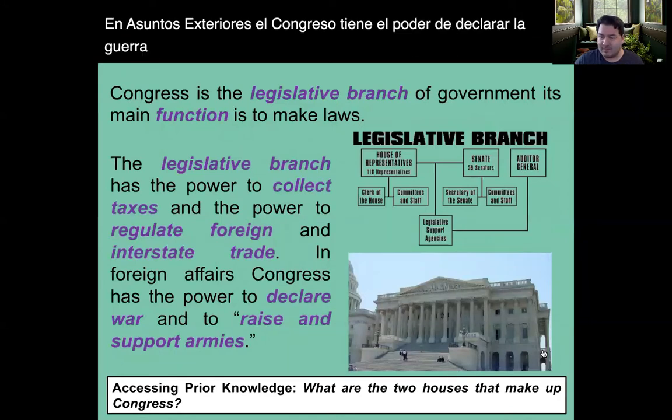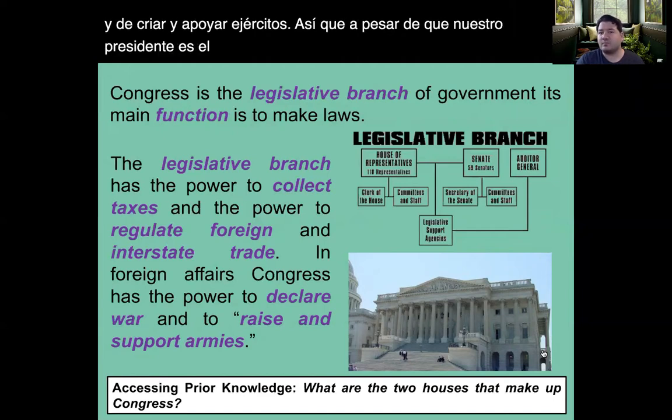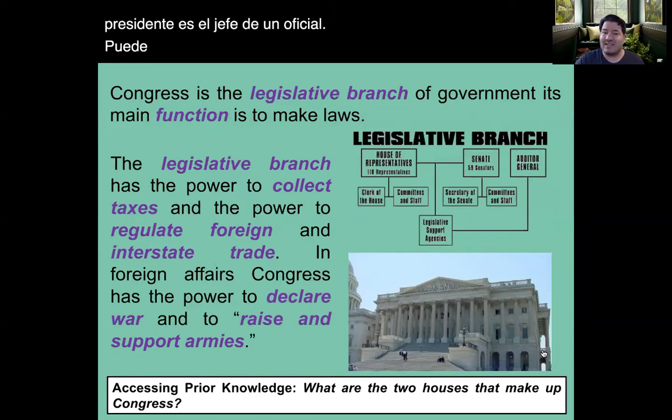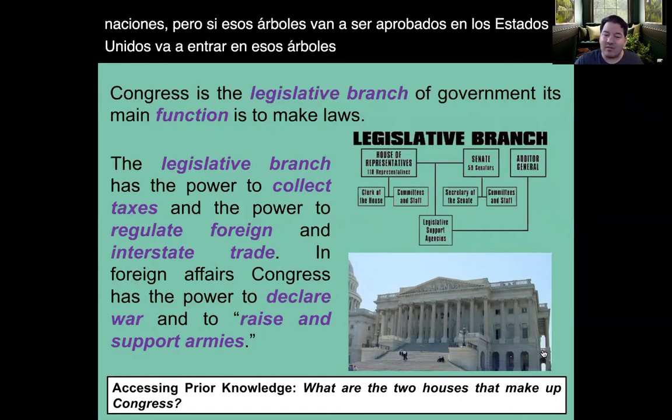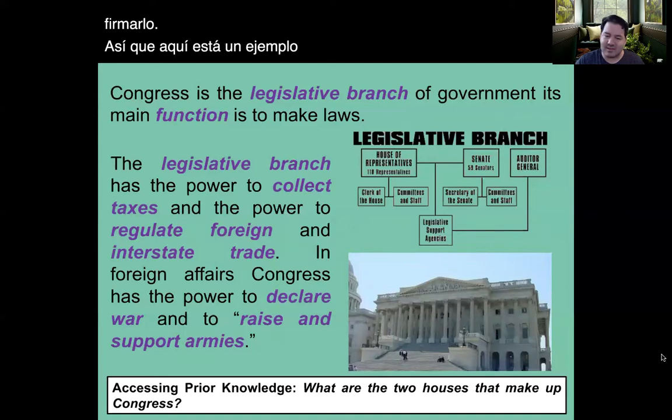So even though our president is the chief foreign officer, he can design treaties, or she can design treaties with other nations. But if those treaties are going to be approved and the United States is going to enter into those treaties, it is Congress who has to sign off on them. So here's an example of the system of checks and balances in place between the two branches.